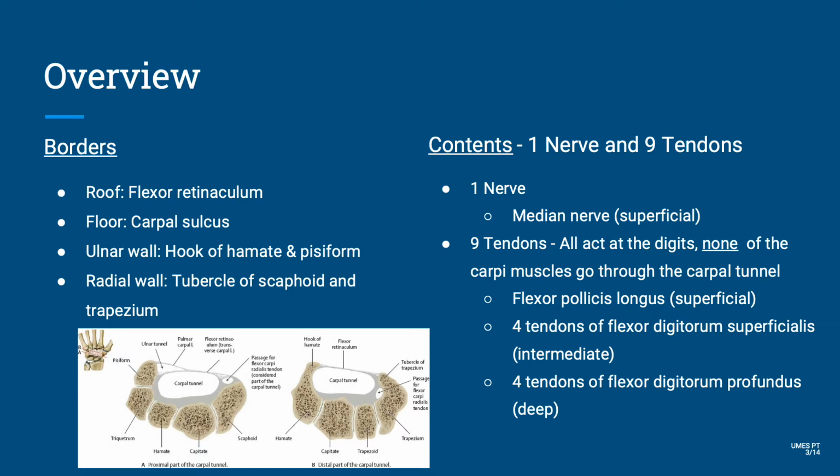The contents of the carpal tunnel: you have one nerve and 9 tendons. The nerve is the median nerve, and it's located superficial in the carpal tunnel. And then you have 9 tendons, all acting on the digits. None of them are carpi muscles. None of the carpi muscles go through the carpal tunnel. So you're going to have the flexor pollicis longus situated superficially, 4 tendons of the flexor digitorum superficialis intermediately, and 4 tendons of the flexor digitorum profundus deep in the carpal tunnel.